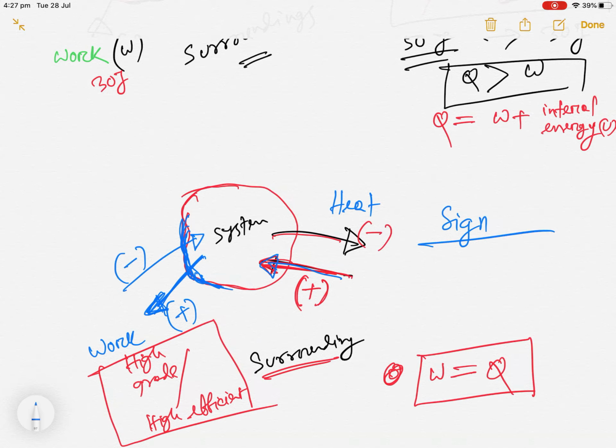So you can clearly see that for work and heat, the sign convention is completely different. That's how heat and work transfer happen between system and surrounding. We'll solve some problems later on and then you will get a clearer understanding. But from this video, you need to keep in mind, guys, especially the sign convention: when it will be positive, when it will be negative. That's really important for heat and work. We'll solve some technical problems later on, and it will be clearer then.